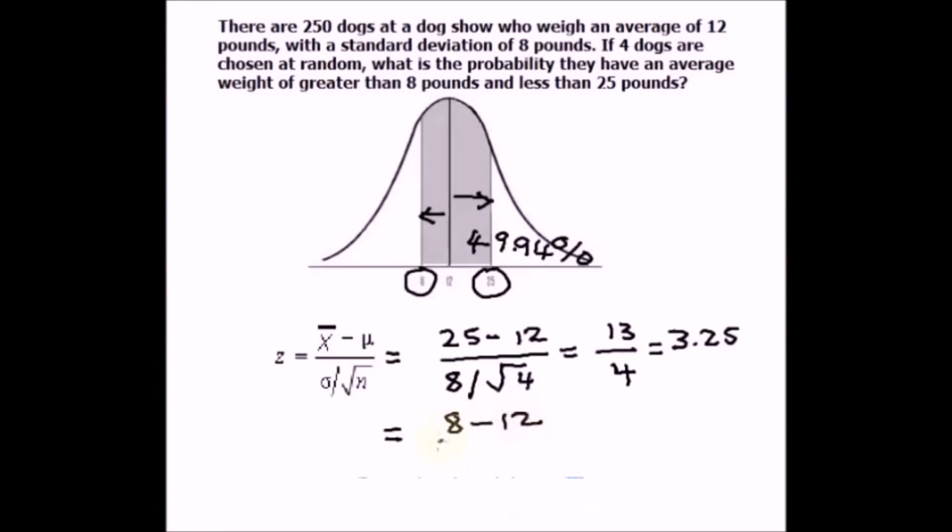Next, the equation is going to be exactly the same. 8 minus 12 all over 8 divided by the square root of 4. 8 minus 12 is negative 4. 8 divided by 2 is 4. That gives us a Z of negative 1.